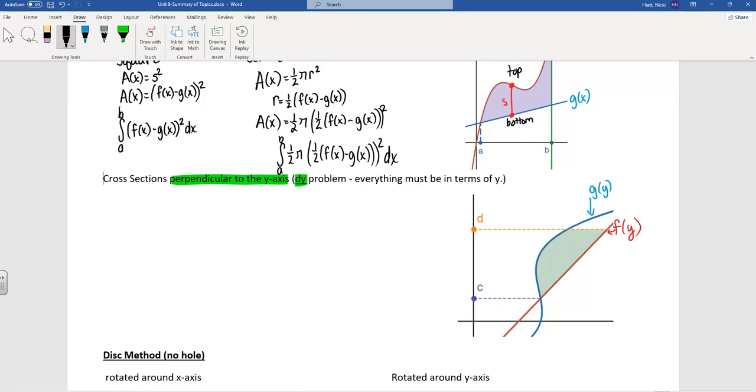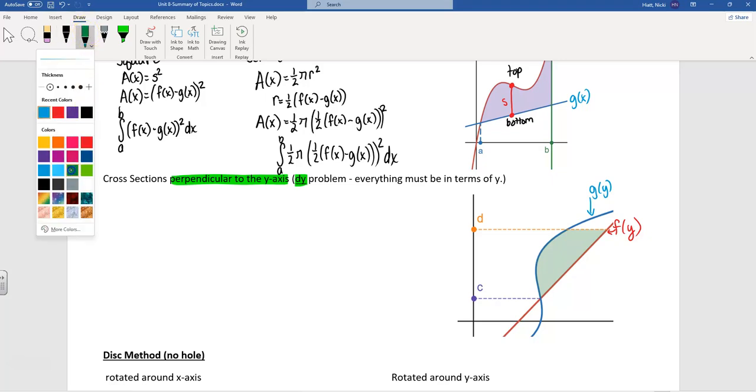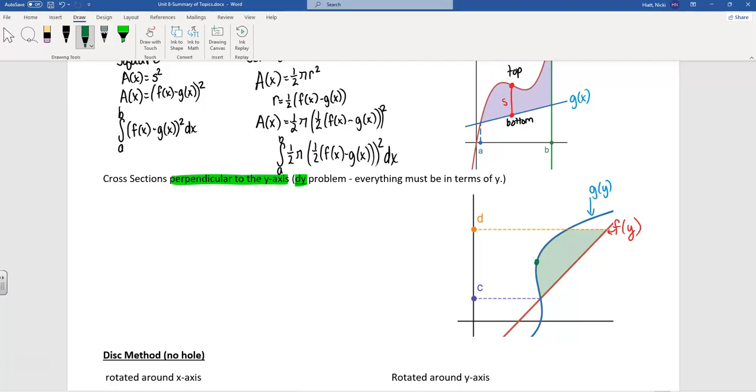Again, if you're perpendicular to the y-axis, you're coming in here, you're doing a horizontal strip, and you're calling that S. So cross-section problems, you always have an S, right? And if it's horizontal, like we have here, S is going to equal right minus left. So f of y minus g of y. And then it depends on what shape they have asked you for.